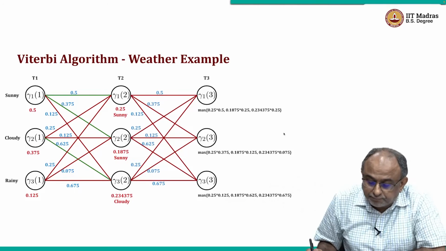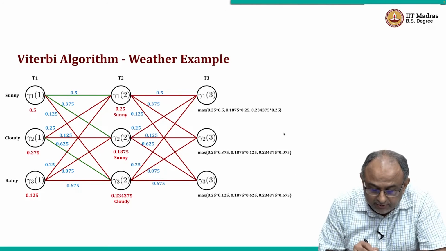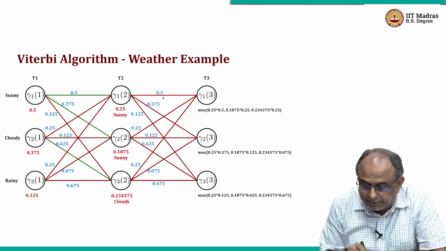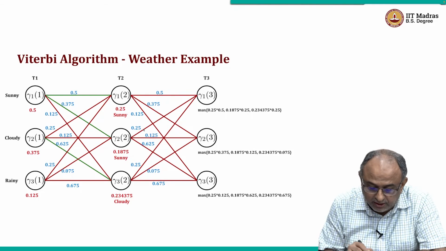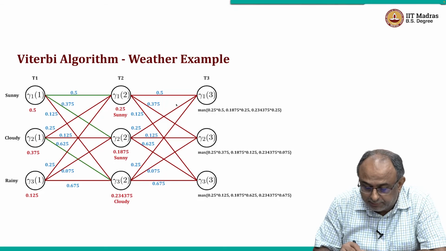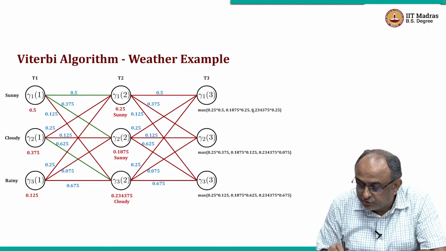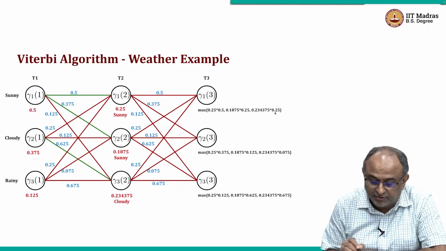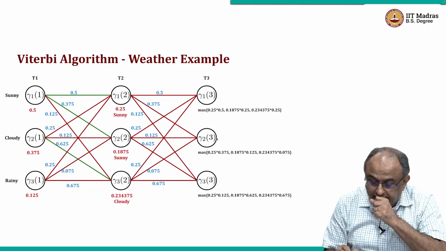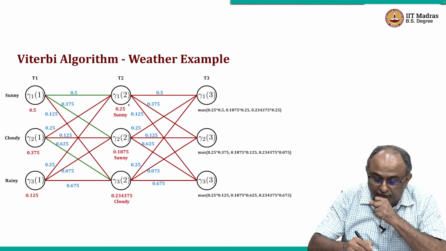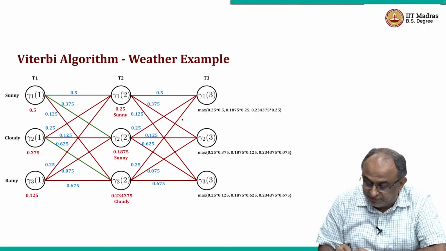Okay. So again, the best that I could have is 0.25. To come here it has to be multiplied by 0.5. That's what they are capturing here. The best that I can have is 0.1875, and I multiply by the transition 0.25. So that is coming here, and so on. So again, I have to find the max of this. Similarly, when I am doing here, if I am coming from sunny, it's multiplied by 0.25 times this probability 0.375.